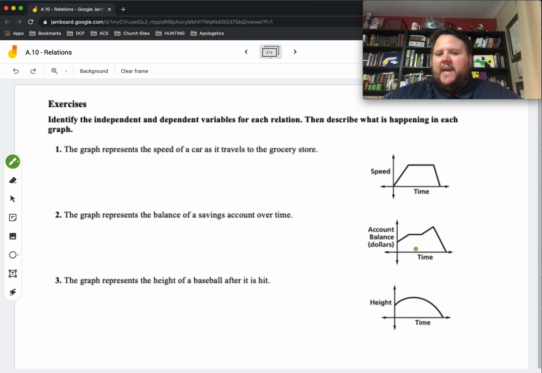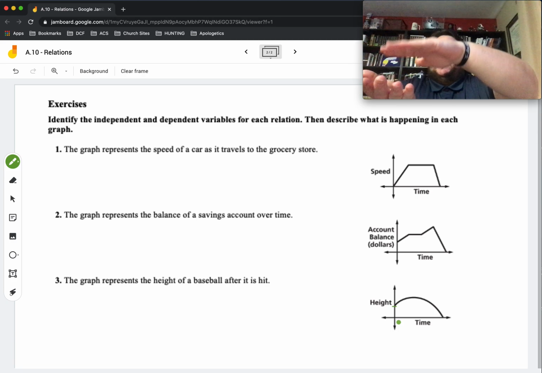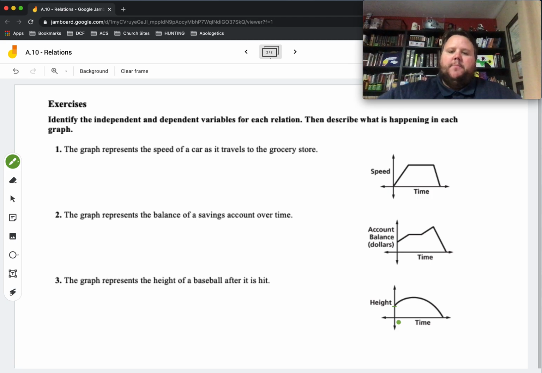And you can look at your bank account balance. The graph represents the balance of a savings account over time. Time keeps going. Your bank account is rising. It's staying steady, rising again, and then it has a sharp drop. Next, the height of a baseball. If you notice, the baseball is not starting out at 0 here. It's really starting out at the height of the baseball player, because you swing that bat, you hit that ball. It's not on the ground. It's up a little bit higher. The ball is hit here, and it's going up, up, up, and then it reaches its max point here, and it goes down until it reaches the ground. So again, time is our independent variable and height is our dependent.